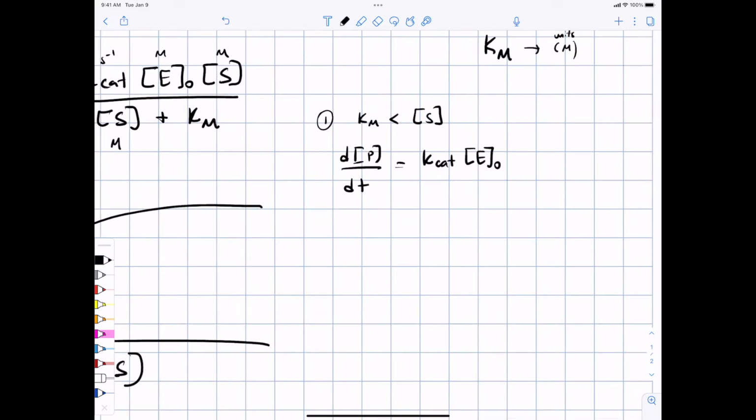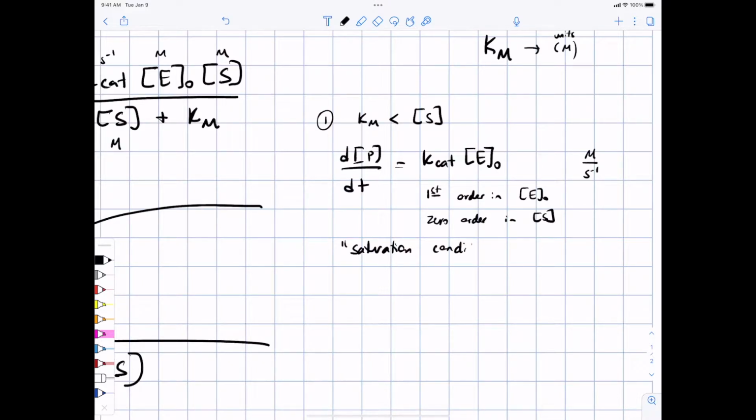Overall, remember that rates need to be in units of molar per second, concentration increase in product per second. So the molar term comes from the concentration of enzyme, and then the per second term comes from the kcat. And this is, we would say this is first order in enzyme concentration. It is zero order in substrate. And we would call these saturation conditions.